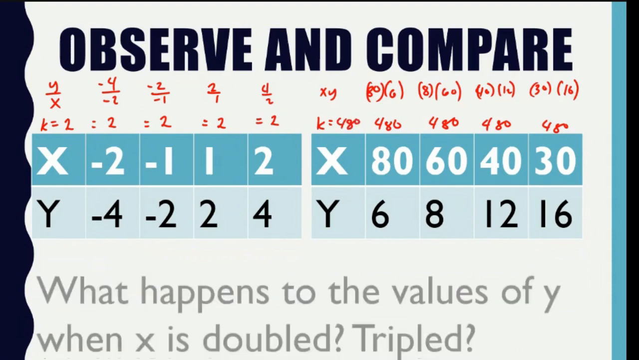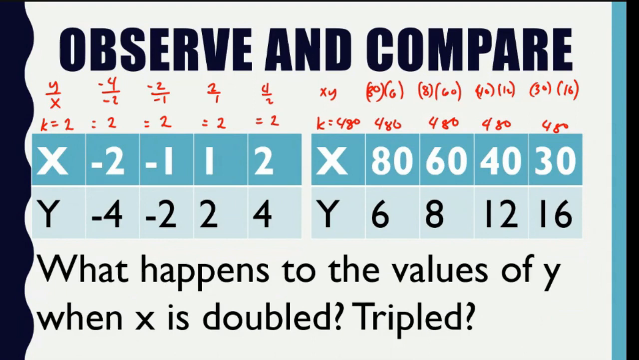Let's move on. What happens to the values of y when x is doubled? Okay, so let's focus on the values. On the first table, let us focus on 1. If we multiply it by 2, 1 times 2, you will get 2. So, what happened to the value of y when x is doubled? When we multiply 2 to x, the value of y, so 2, will become 4. Therefore, if we double the value of x, the value of y also doubles.